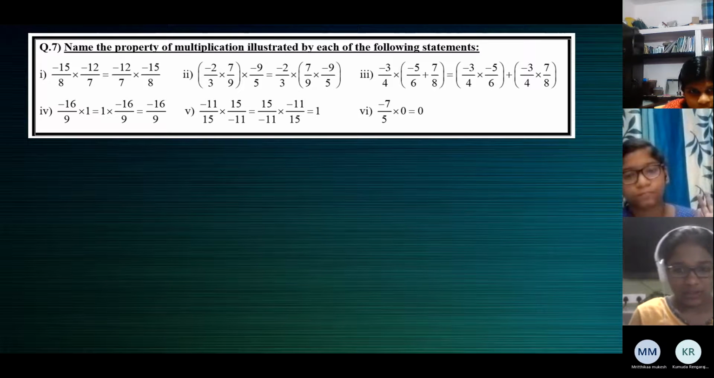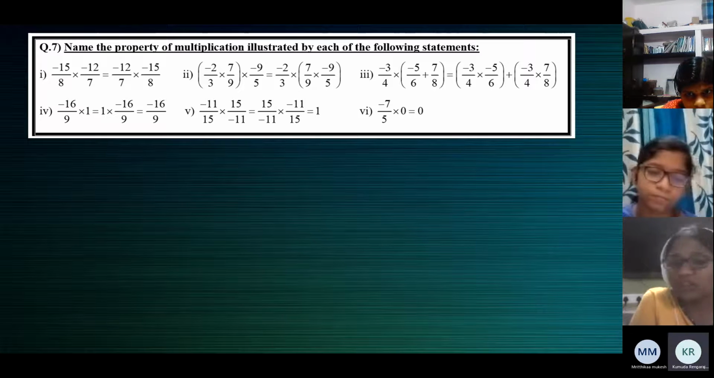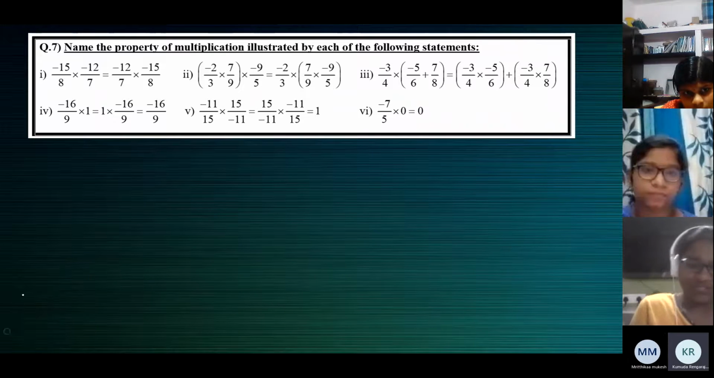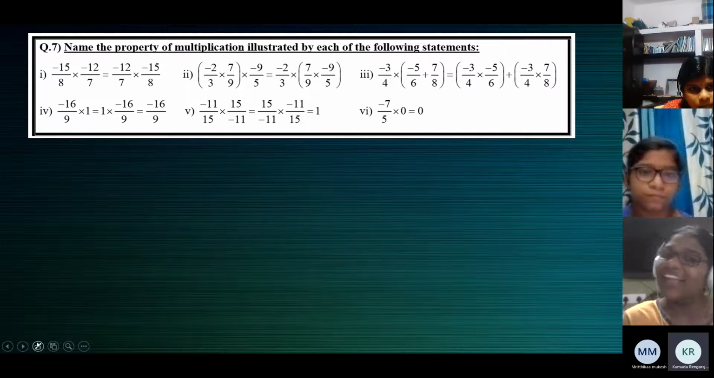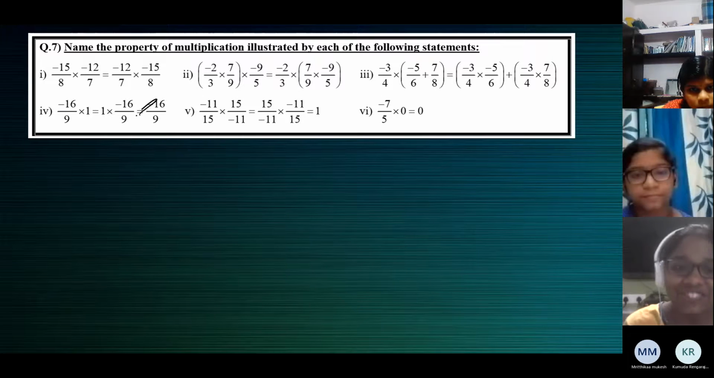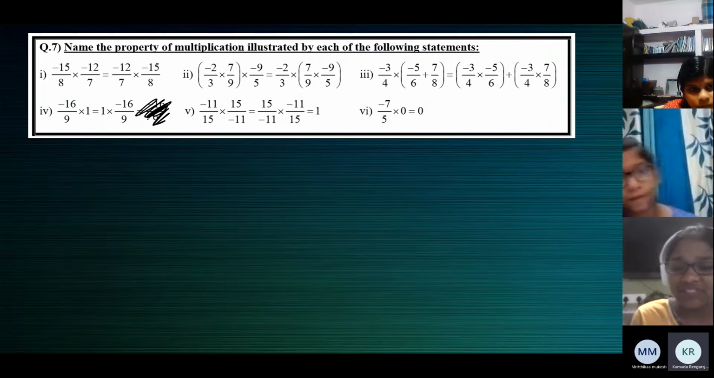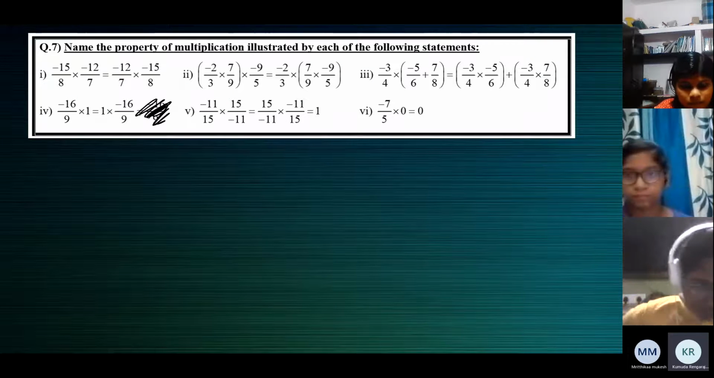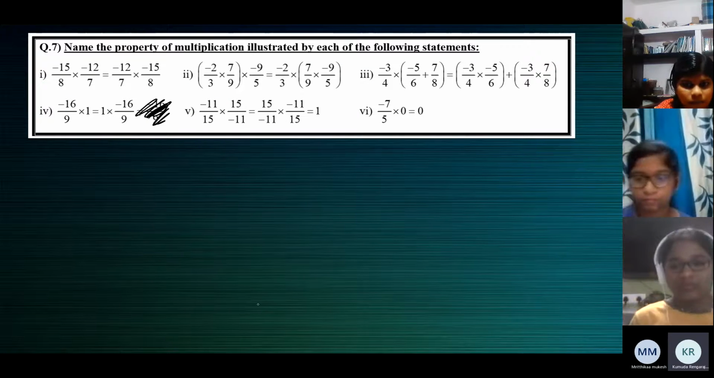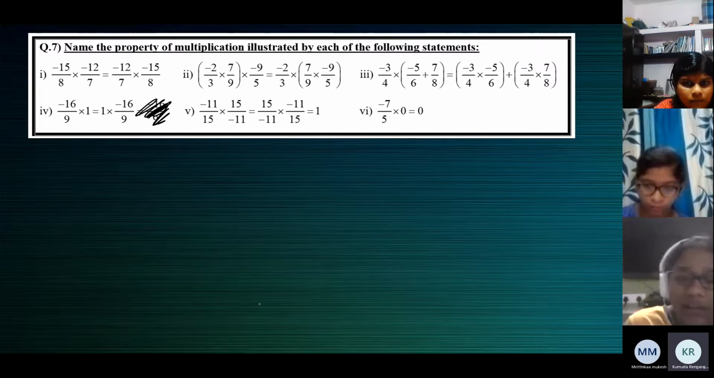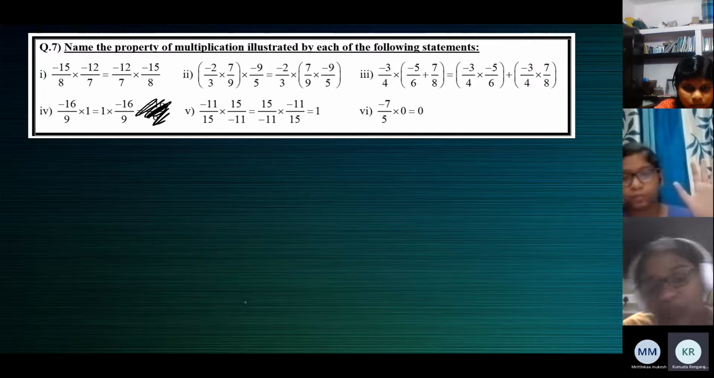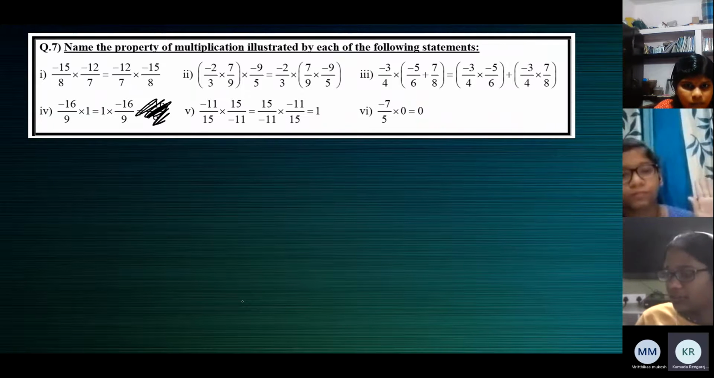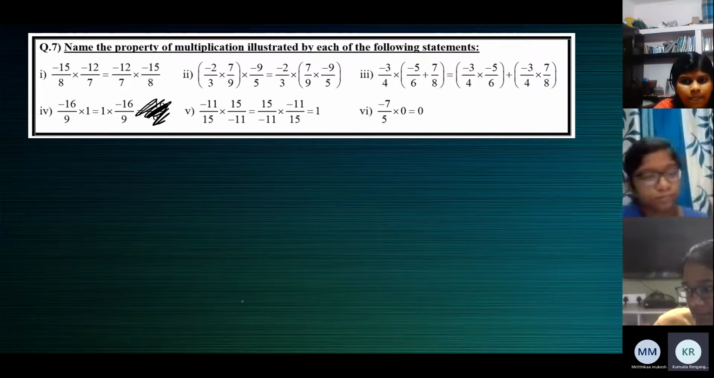It is commutative property. Yeah, okay. If it is commutative property, you will not get this one. This one will not be mentioned. This will not be there, Bhavishya. They'll only write minus 16 by 9 into 1 is equal to 1 into minus 16 by 9. Then you're right, then it is like commutative also. Commutative property of multiplication. But when there is one, you should not say commutative. That's why I said you should say the most appropriate one.